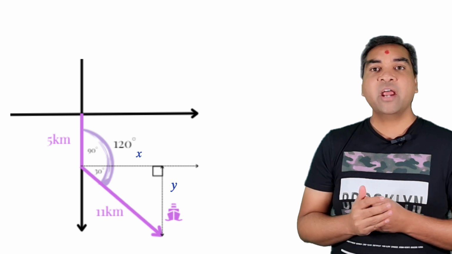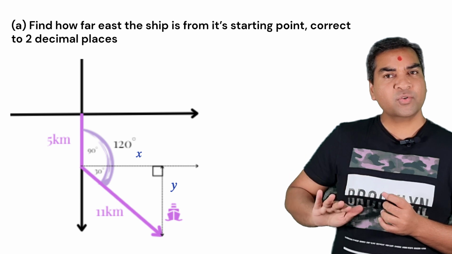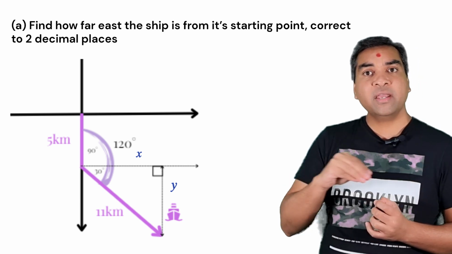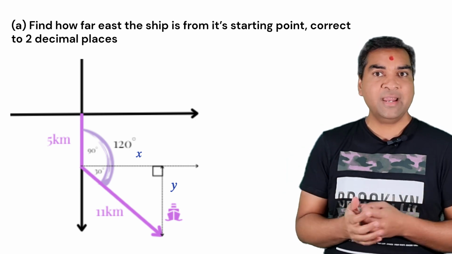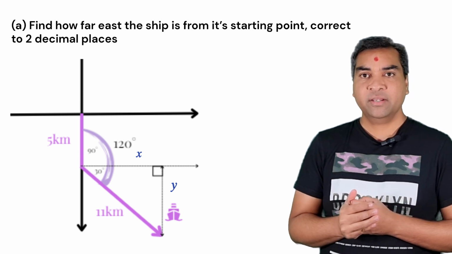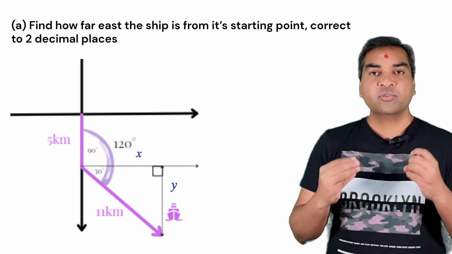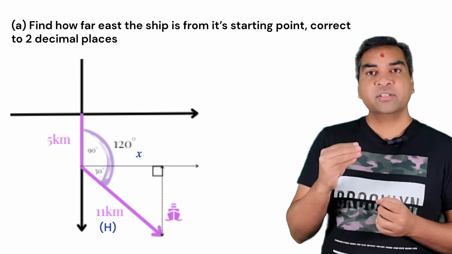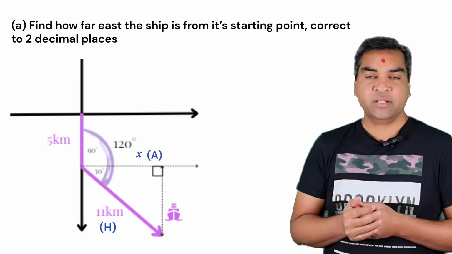Now let us see. At first, I want to find out my x. So I will not focus on y. I will just focus on x, because they are saying how far east the ship traveled from the original position, which is exactly x. So to find out x, I'm going to label my sides. So the side which is opposite to the right angle is 11. So I will label that h, which is hypotenuse. And the side x is my adjacent. So I will put a next to that.